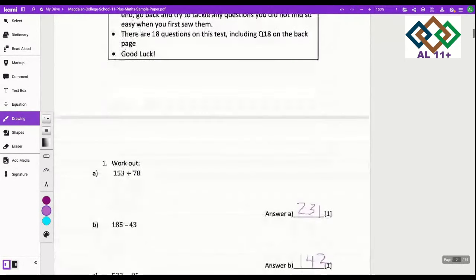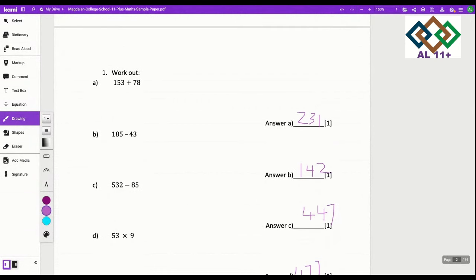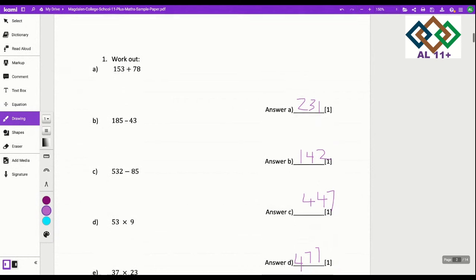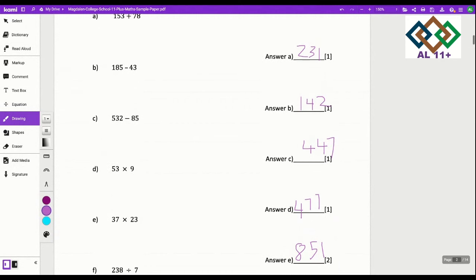As I have always told in my previous videos, the first questions in the private school papers are always easy, and towards the end it gets harder. So the first one was easy. You had to just do it. 153 plus 78, that's 231. And then you had 185 minus 43, that's 142. Then you had 532 minus 85, that is 447.